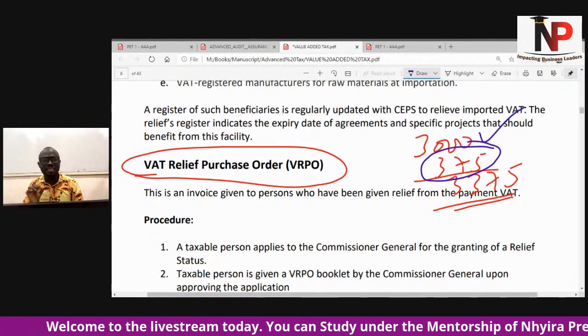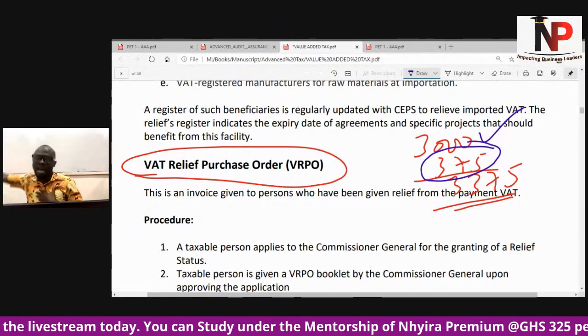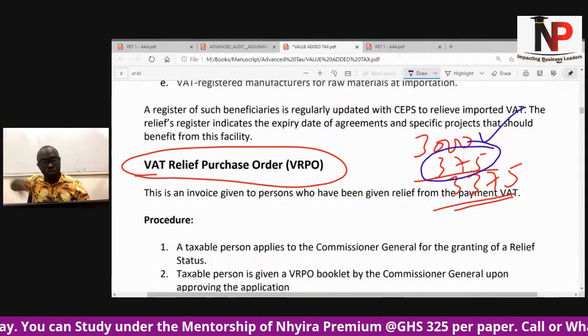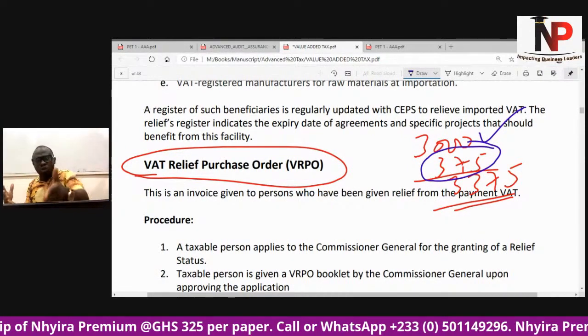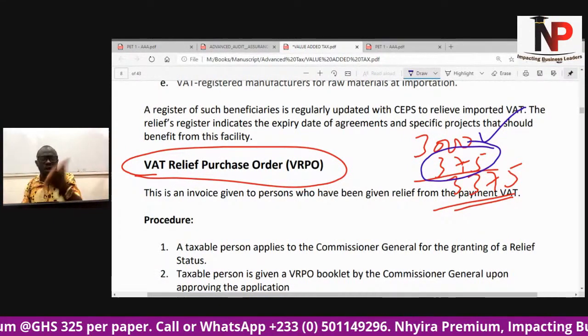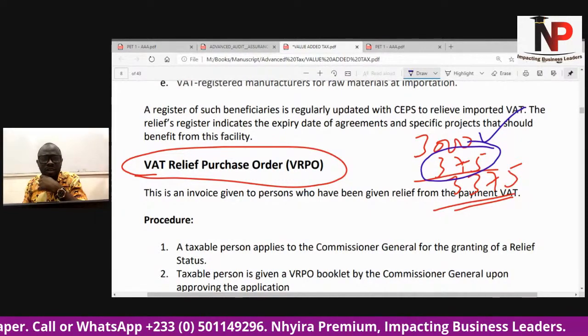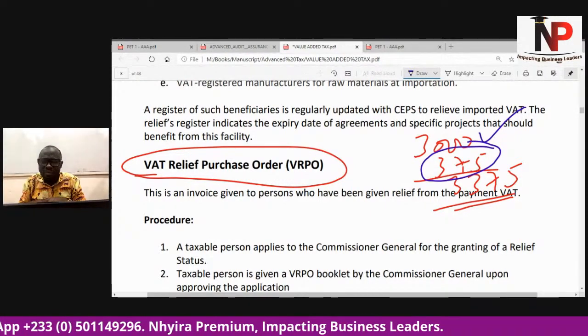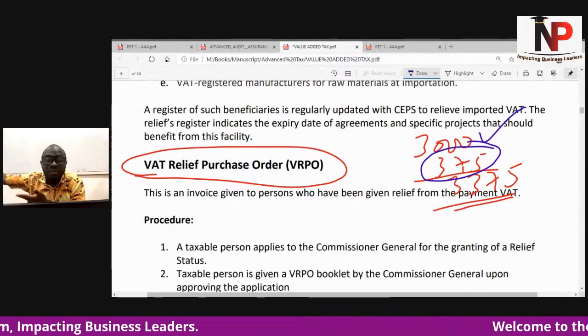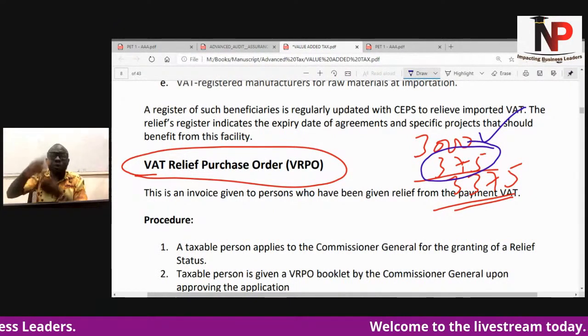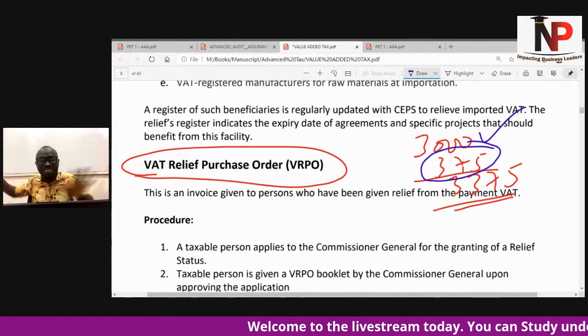The idea is that when I'm now filing my VAT returns with the Commissioner General, the Commissioner General will ask me, hey, Nhyira, you sold goods for 3,000. You were supposed to collect VAT of 375. Then I say, oh, somebody came and said he's a relief person, so I didn't charge VAT. The Ghana Revenue Authority doesn't know that. He won't take his money. The Commissioner General will take his money.